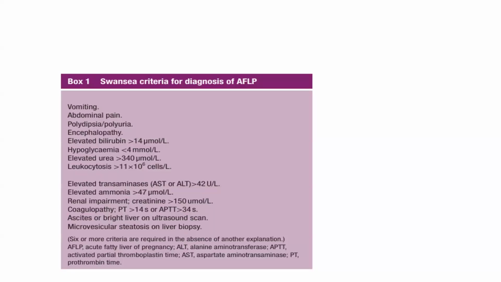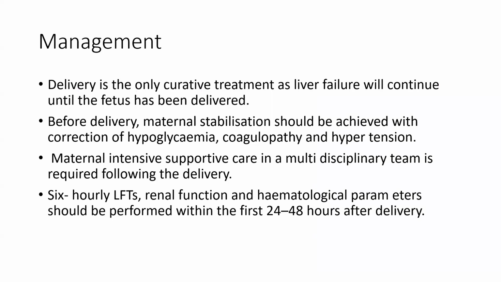Now, this is the Swansea criteria for diagnosis of acute fatty liver of pregnancy. First, the symptomatic criteria: vomiting, abdominal pain, polydipsia, polyuria, encephalopathy. Then elevated bilirubin of more than 14, hypoglycemia, elevated urea, leukocytosis, elevated transaminases, elevated ammonia, renal impairment with creatinine more than 1.5, coagulopathy with elevated prothrombin time, ascites or bright liver on the ultrasound scan, and microvesicular steatosis on liver biopsy.